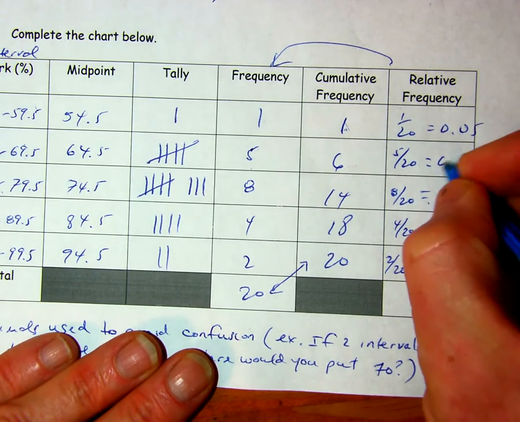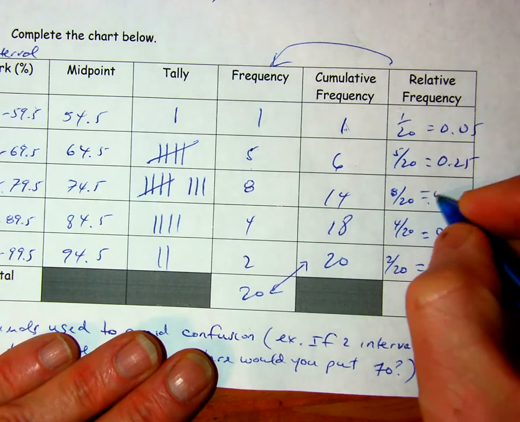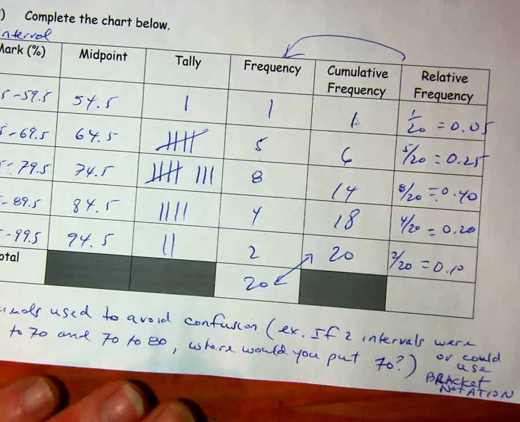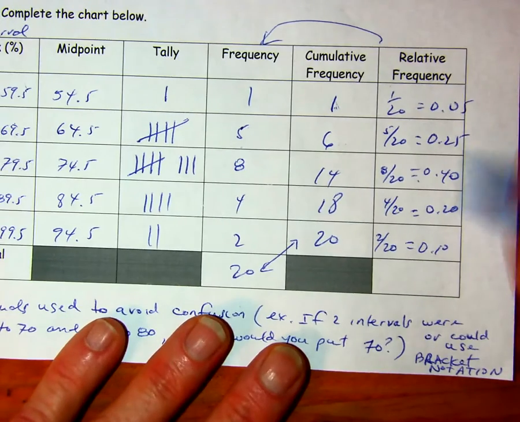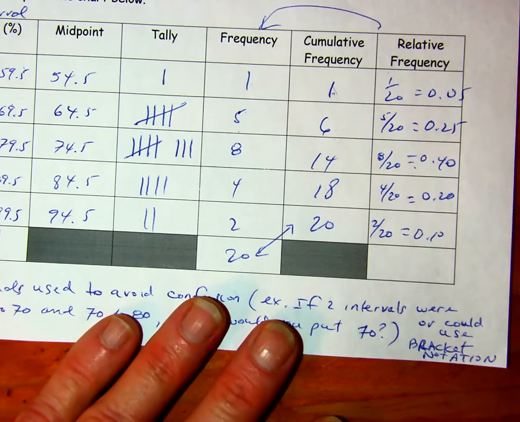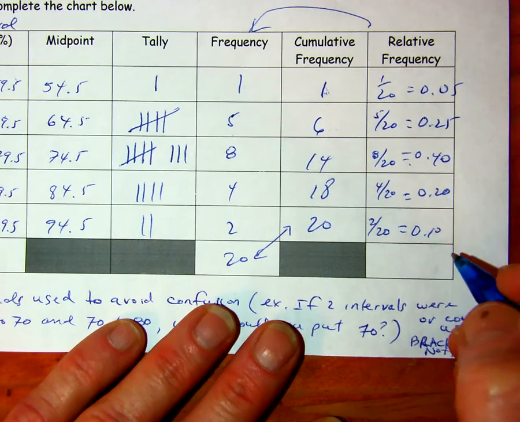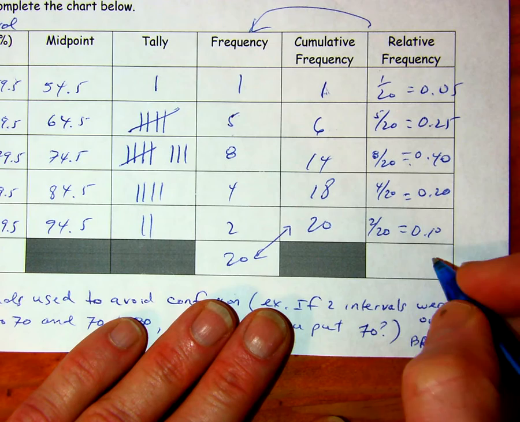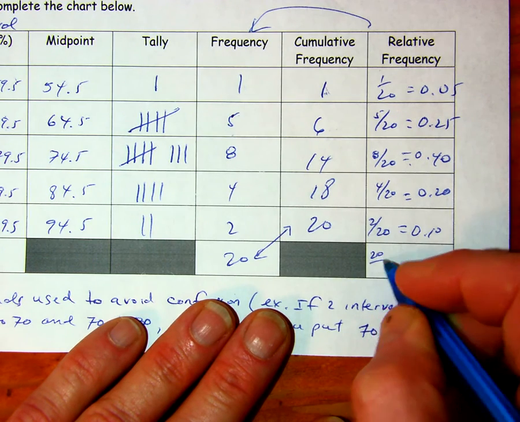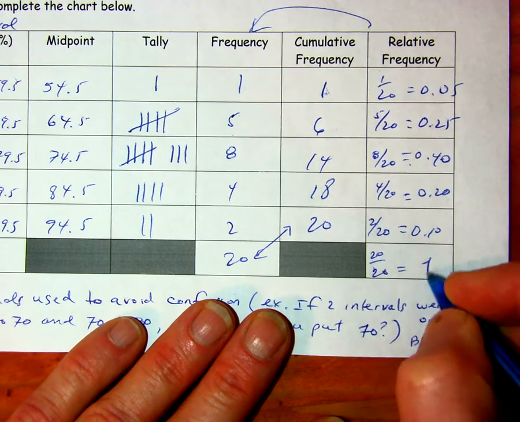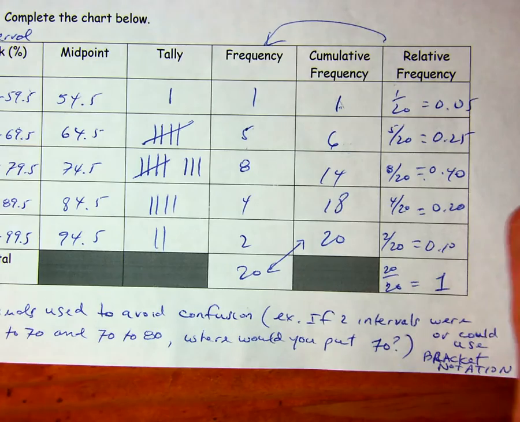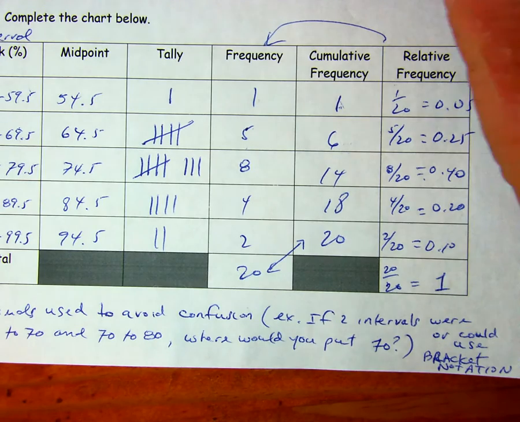This is going to be 0.25, 0.40, and so those are all the relative frequencies. And so the total is going to be what? You don't have to think about it too much. Add up all the relative frequencies. It's going to be 20 out of 20, which is 1. Okay, next page. Let's just make some graphs using this.